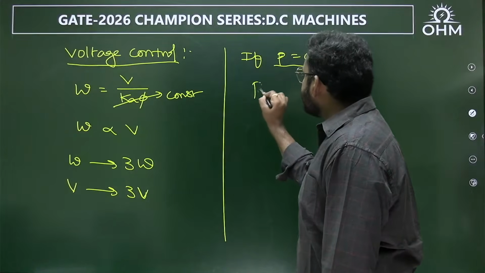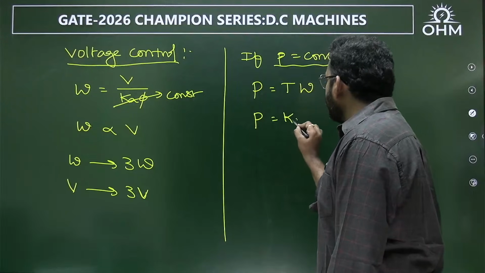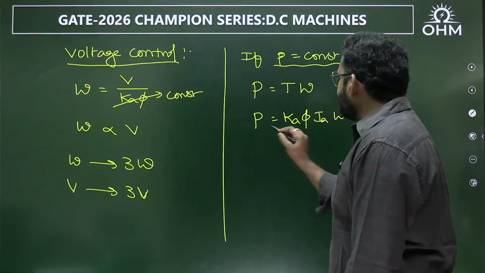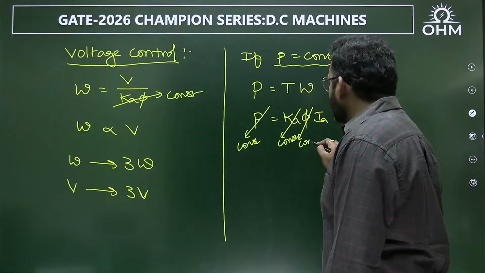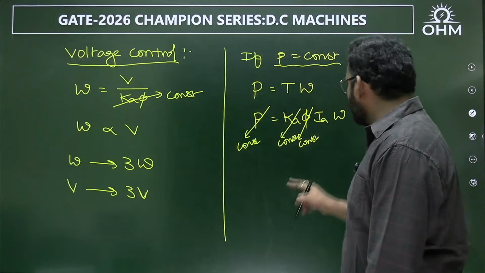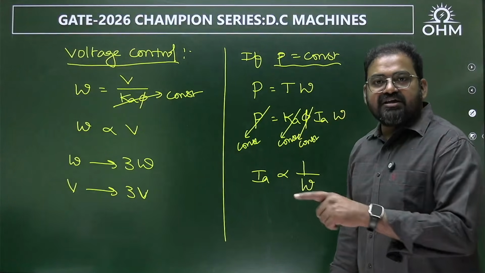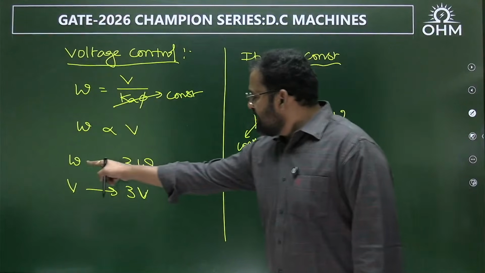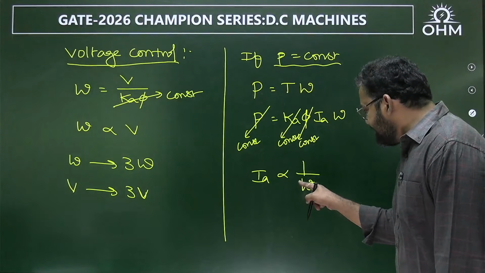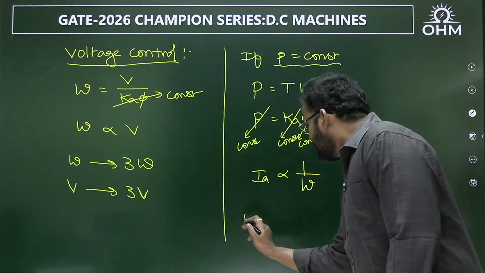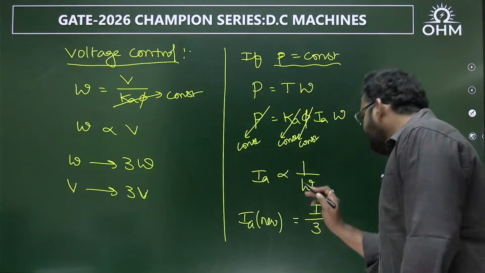If power is constant, once again, power is equal to torque into speed. Torque formula, Ka phi Ia into speed. Power constant, Ka constant. Remember, in this method, flux is also constant, right? Flux is a constant value. Therefore, Ia is inversely proportional to speed. If Ia is inversely proportional to speed, what happens to speed? Speed is multiplied by 3 times. According to inverse proportionality, if speed is multiplied by 3 times, current will be divided by 3 times. Therefore, the new current will be equal to rated current by 3.